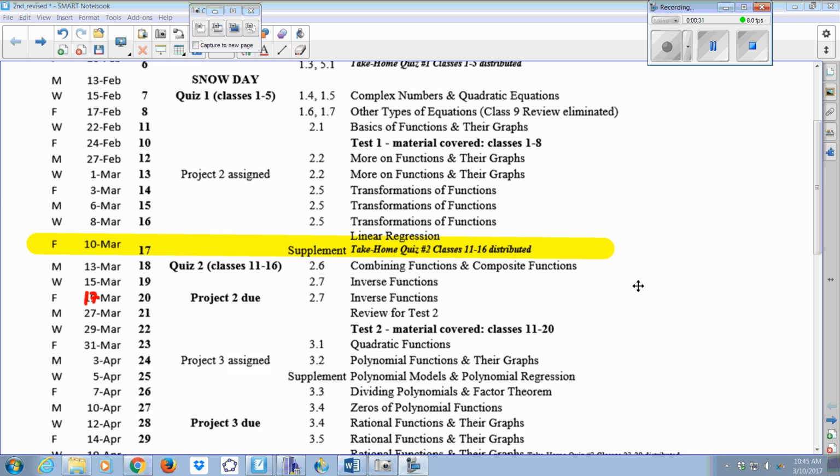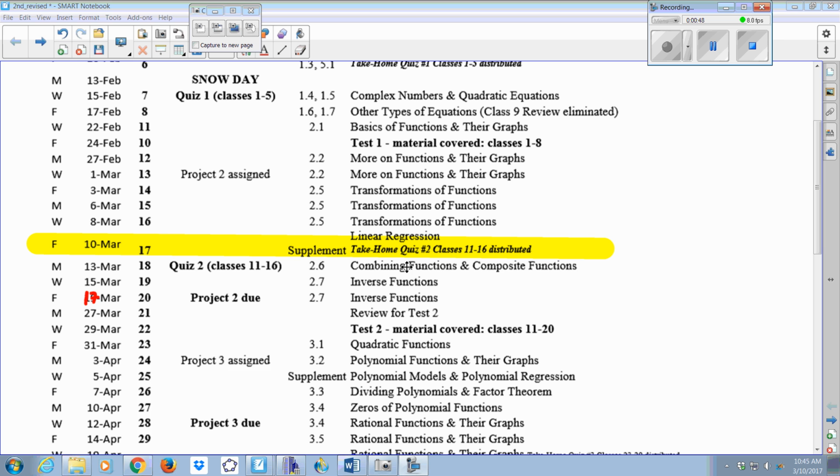It's due on Monday. Please note that there's a small typo in your schedule right here for next Friday. It's not March 19th, it's March 17th. And that's when your project is due. Okay, any questions on the upcoming schedule?